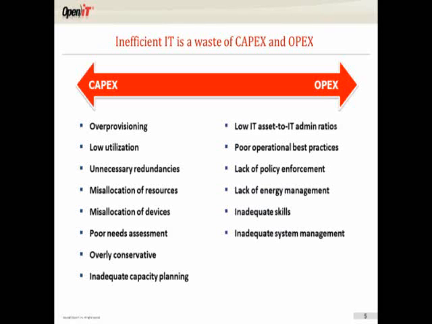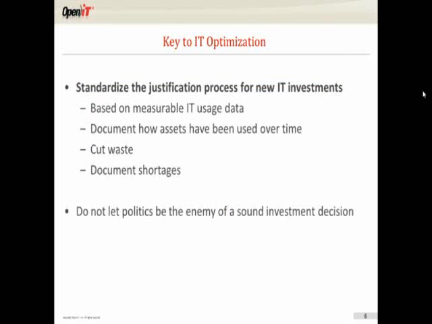On the operational expenditure side, we'll also see these types of characteristics in inefficient setups. We'll see low IT asset to IT admin ratios, so the degree to which we're spending money on administering the assets can be higher than what it should be. We also see poor operational best practices and a lack of policy enforcement or energy management. We sometimes see inadequate skills and inadequate system management. Again, all of this seems to stem from a maelstrom of inefficient and lack of data-driven decision-making processes, and that's where optimization can often come in.